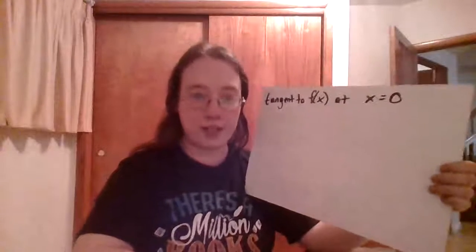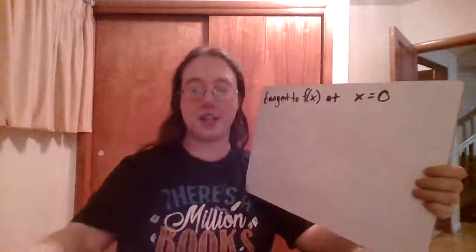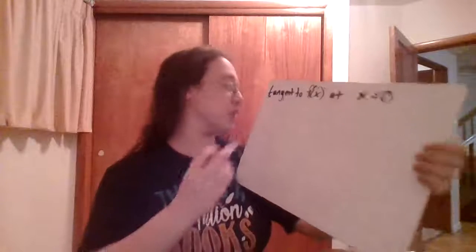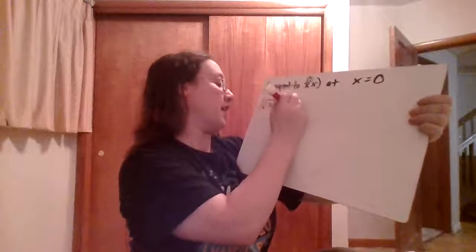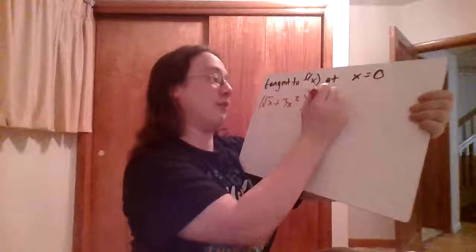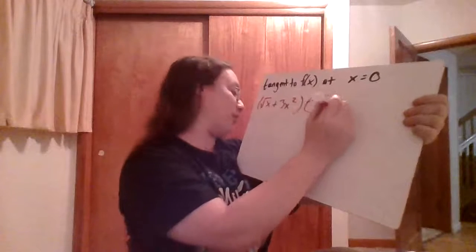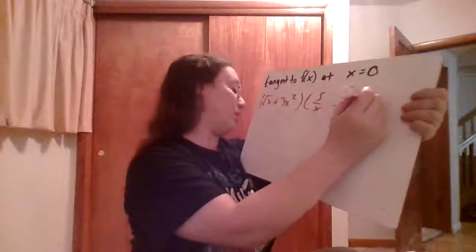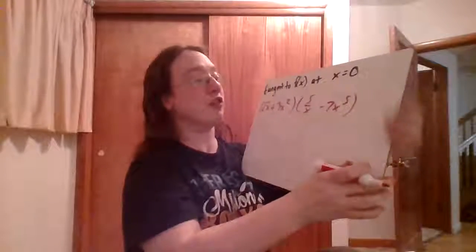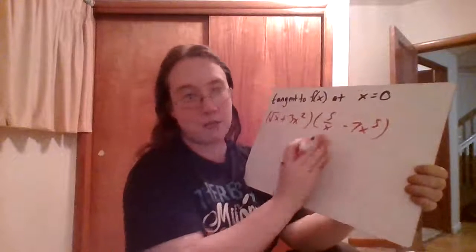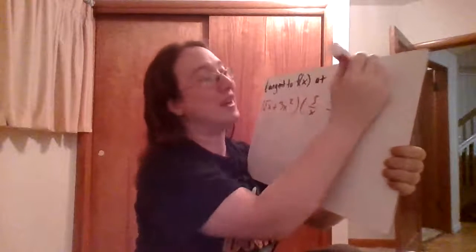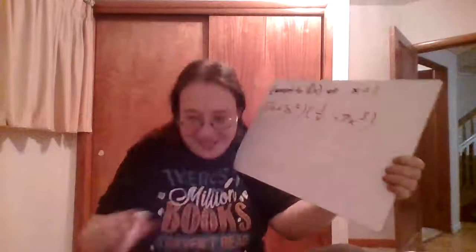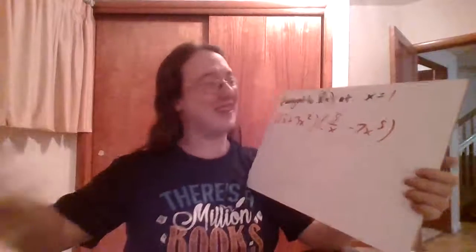The first thing you're going to want is the point at x equals 0. So we're going to go back to our original equation, which was the square root of x plus 3x squared times 5 over x minus 7x to the 5th. I should have picked a point that's not 0, because that would give us an undefined. So we're just going to hastily change that to a 1. Okay, that's better. It should come out nicer because now we'll actually have an answer.